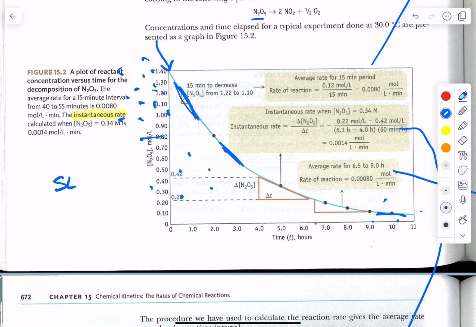Remember, the slope in this curve is the rate. The change in concentration divided by the change in time. The slope is the rate because you take your rise, molarity, over your run, time, which is the definition of rate in chemical reaction kinetics.